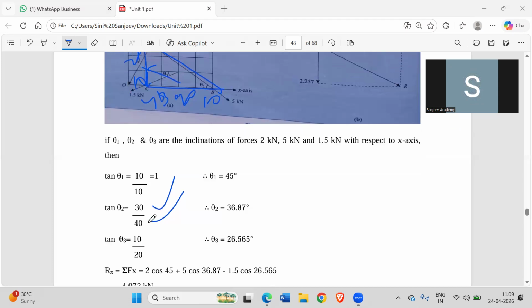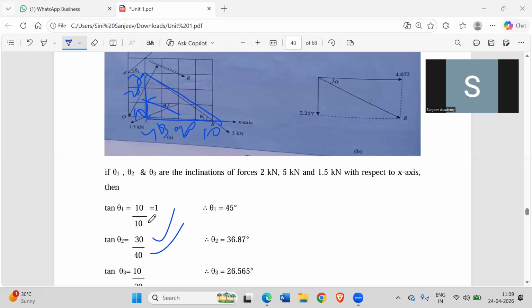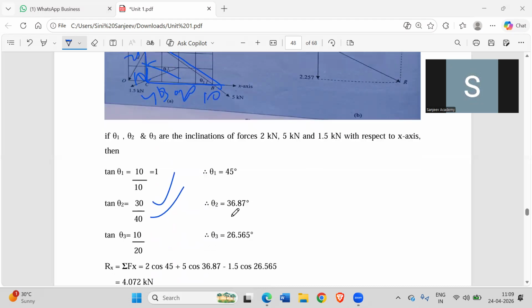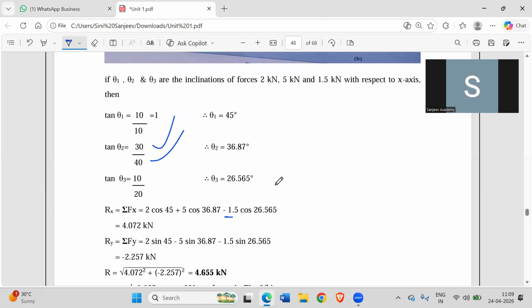So here, see cos theta 3. The horizontal is going where? Here, theta 3, it is going towards the left side. That is the reason for the minus. That is the reason the minus is given for the horizontal component. You can see here in the summation, the minus is given only for the horizontal component.